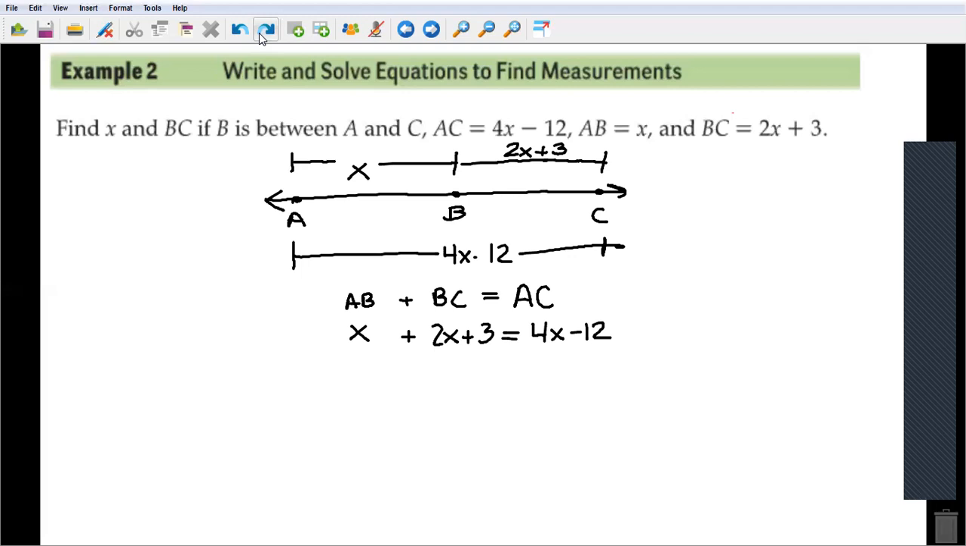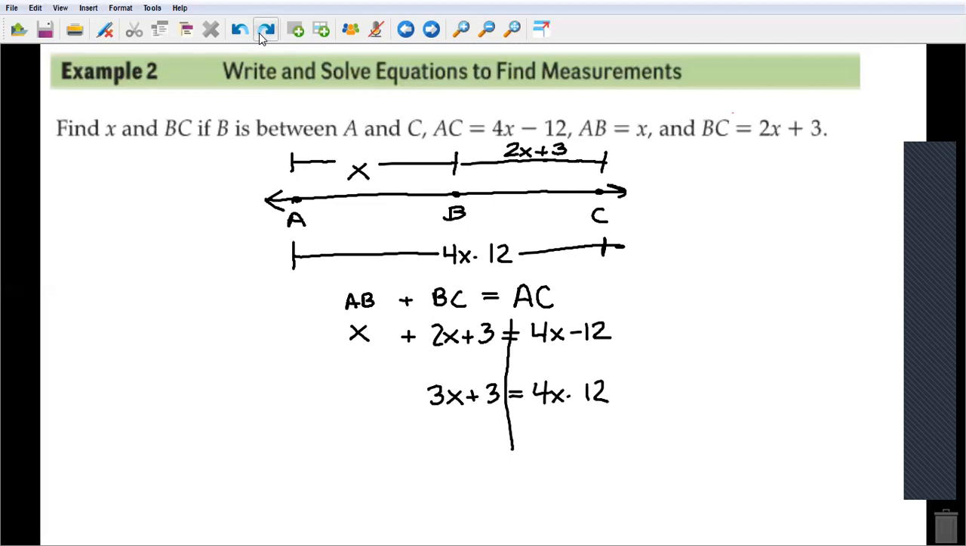So I'm going to start off by simplifying the left side. I'm going to add x and 2x, which makes 3x. And the left side simplifies down to be 3x plus 3. On the right side, I have nothing to do, nothing to combine. It's just 4x minus 12.